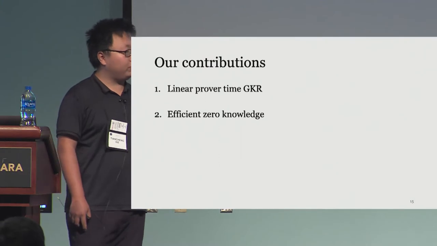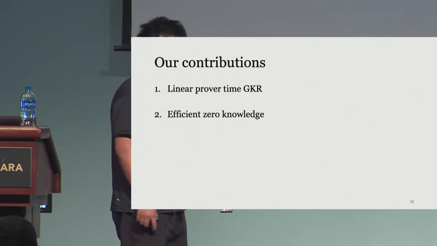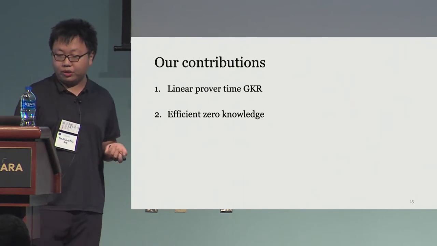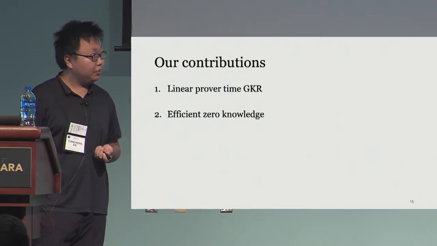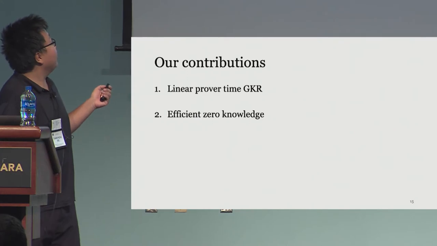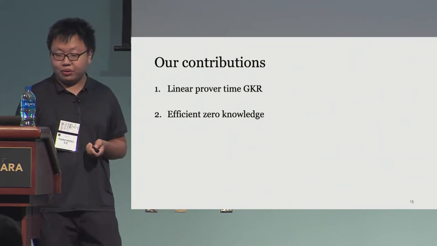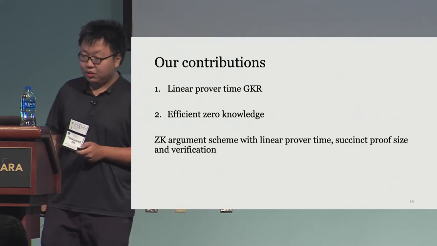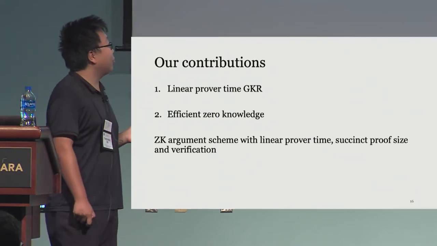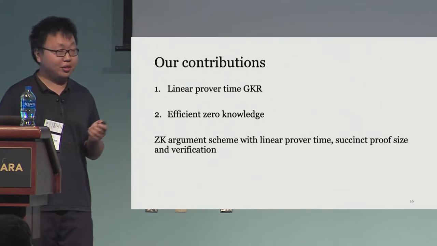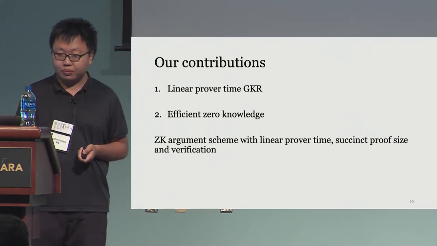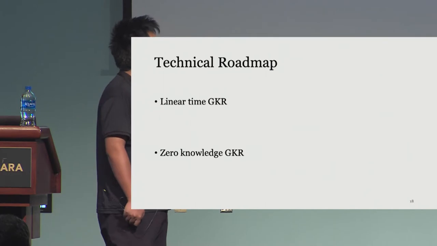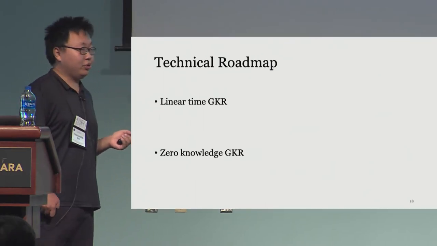And all constructions follow the framework, and our main contribution is on the GKR protocol. First, we will introduce a linear time GKR prover for arbitrary layered circuits, which is optimal. Second, we will add a zero knowledge property to the GKR protocol without any computational overhead. So finally, we will get a zero knowledge argument scheme with linear time prover and succinct proof size and verification. For the rest of the talk, I will tell you some technical details about this prover and about the zero knowledge conversion for the GKR protocol.